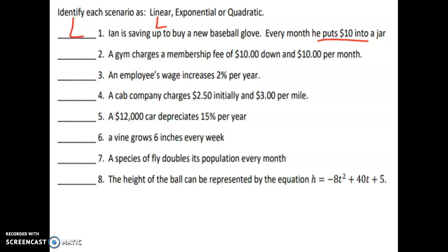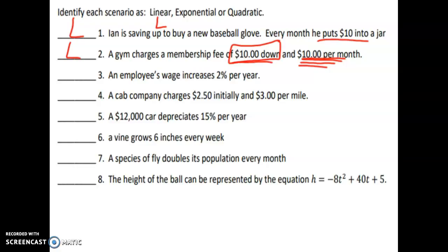Next one, a gym charges a membership fee of $10 down and $10 a month. Well, this is simply just our starting cost. So that's kind of like a y-intercept. That's going to give us a little bit of a head start. It's still doing the same thing as the first one. $10 a month, $10 a month, $10 a month. So that is a linear.